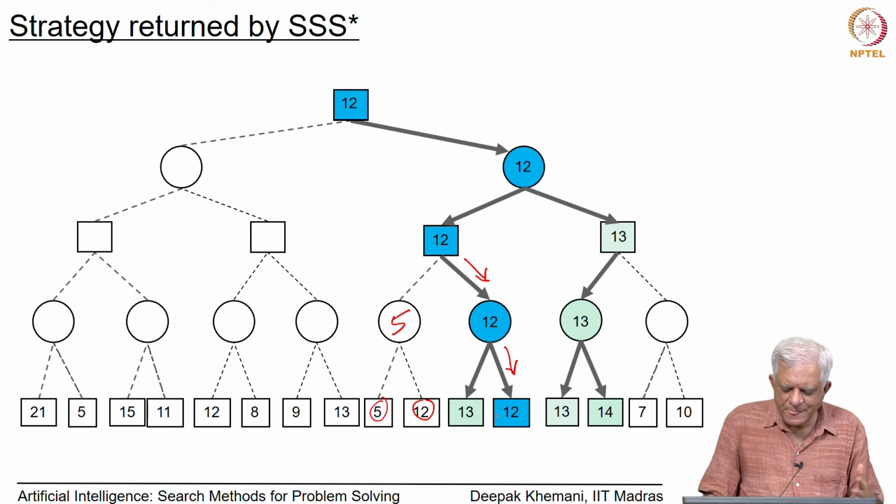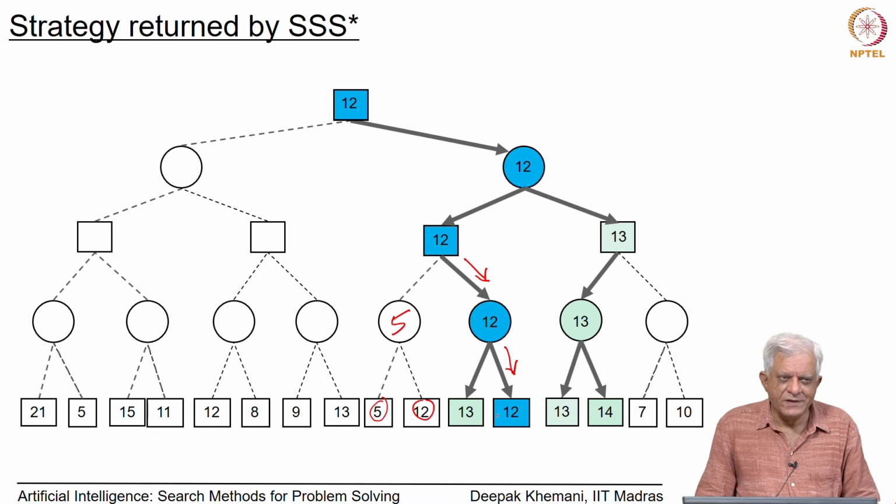So, this was a very gentle introduction to this algorithm SSS star. What we will do next in the next session is to look at the algorithm more formally and in a little bit more detail. So, we will put it down as a piece of pseudocode and look at an example which is on a larger game tree. So, we will do that in the next session.